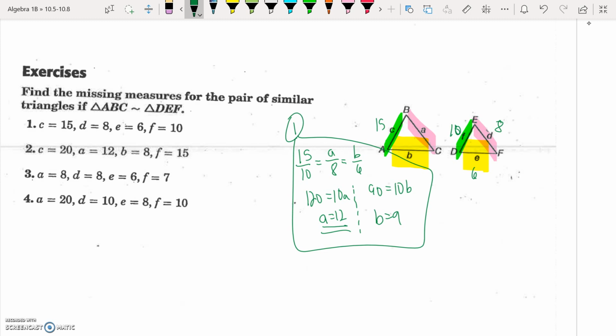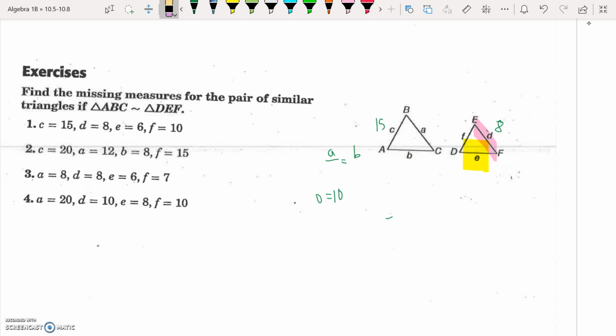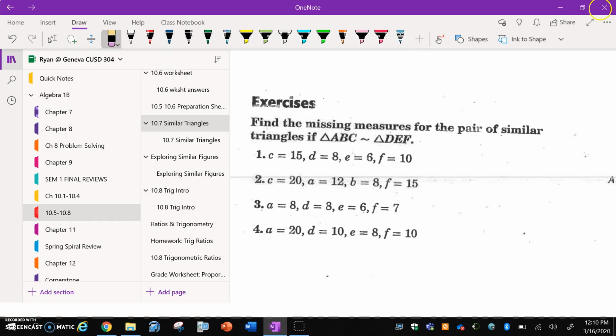What I'd encourage you to do then is try example numbers 2, 3, and 4. If you're doing this on OneNote, you can just erase those and put the new numbers in there. Otherwise, just draw the triangle over again. But go through those examples and you can check back your answers in a moment.